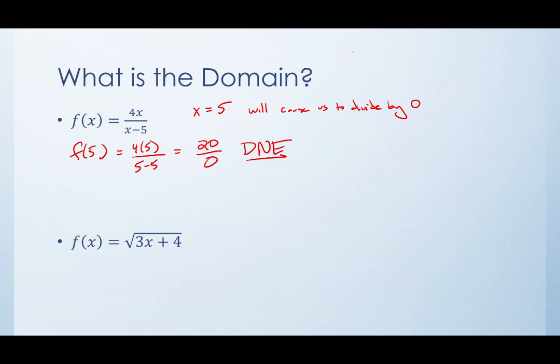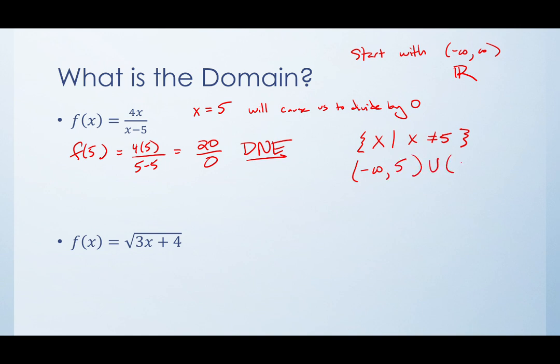So basically you start with all real numbers. You're going to start with negative infinity to positive infinity, which if you want, you can always write as all real numbers if that is actually the domain. You can write this kind of weird R to represent all real numbers. But for this first one, we have to throw out 5. So in set notation, we're going to say the set of all x such that x is not equal to 5. In interval notation, we're going to just have to write negative infinity to 5, union 5 to infinity.